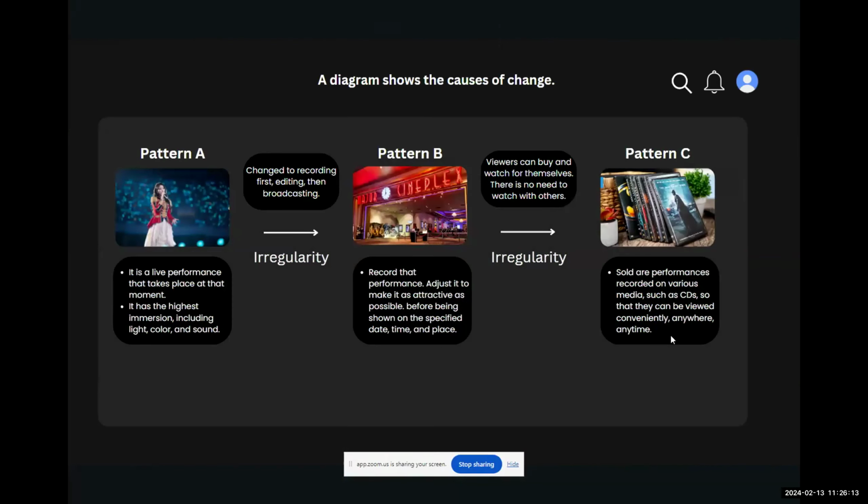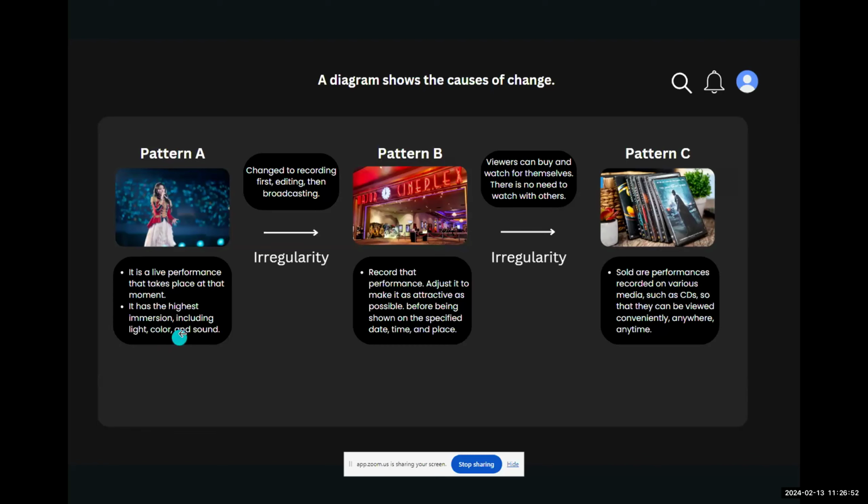Okay, a diagram showing watching performances or movies or dramas. I divide it into 4 patterns. Pattern A is the live performance. This is a live performance that takes place at that moment. It has the highest immersion, including light, color, and sound.